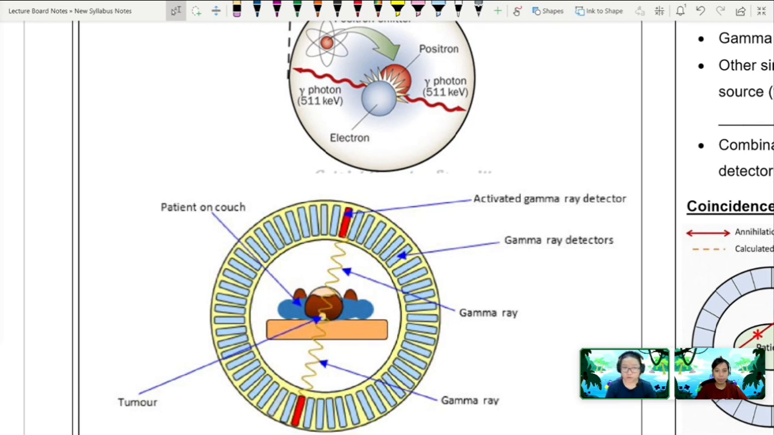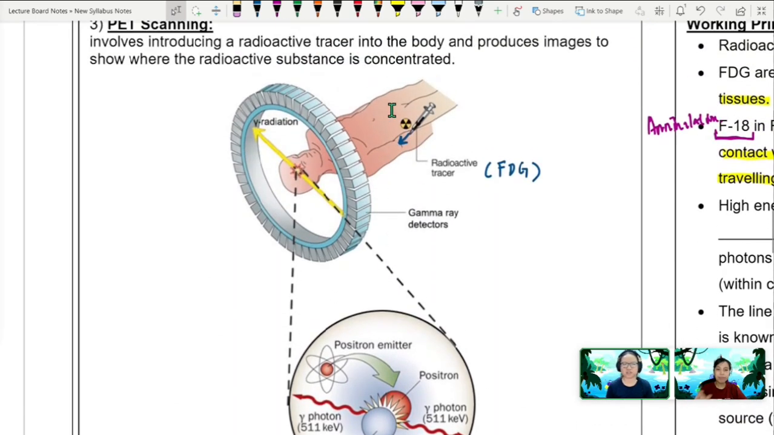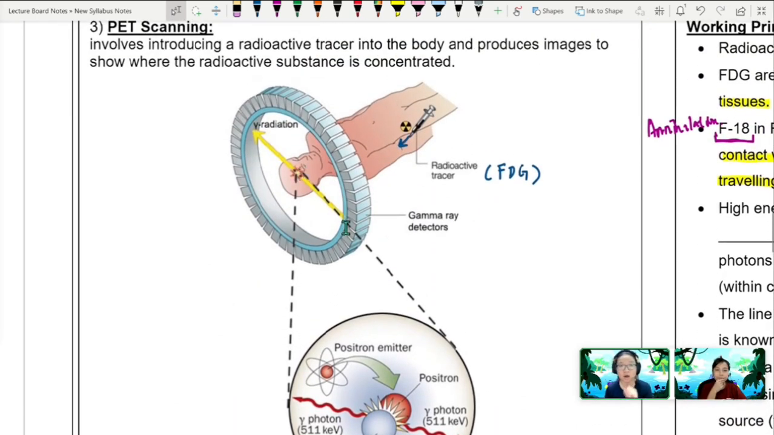So just now we looked at the tracer, and the main idea is during the annihilation process, there are two gamma photons that will be traveling in the opposite direction. Pew! Now we're going to look at the detection. How do we pick up these gamma photons and what do we do with the data? So you can see this fancy ring here.